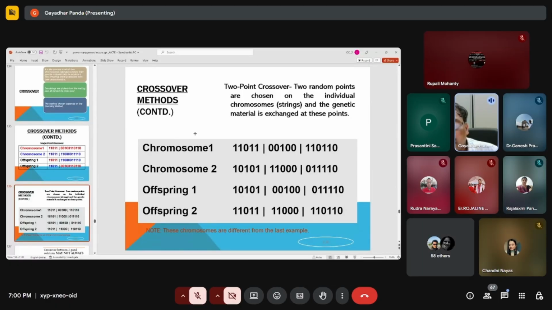Means when you go from one generation to another generation, you should find that yes, improvement is going on. And mainly what are the advantages over the conventional optimization technique, that you know also, because this technique is mainly used for the global minima or global maxima, and at the same time for the nonlinear functions.